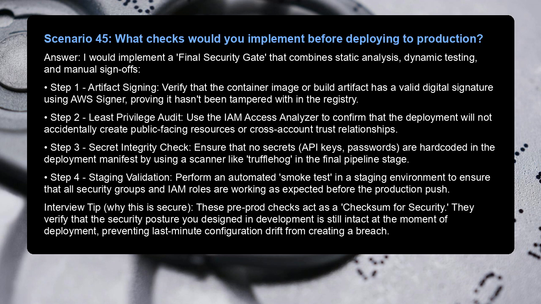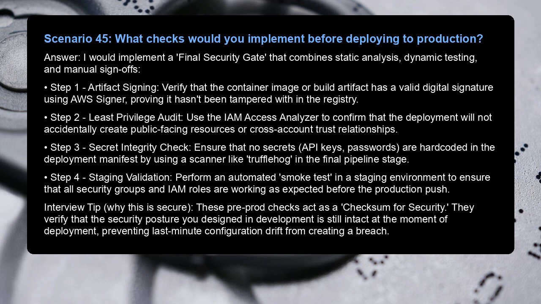What checks would you implement before deploying to production? Answer: I would implement a final security gate that combines static analysis, dynamic testing, and manual sign-offs. Step 1. Artifact signing. Verify that the container image or build artifact has a valid digital signature using AWS Signer, proving it hasn't been tampered with in the registry. Step 2. Least privilege audit. Use IAM Access Analyzer to confirm that the deployment will not accidentally create public-facing resources or cross-account trust relationships.